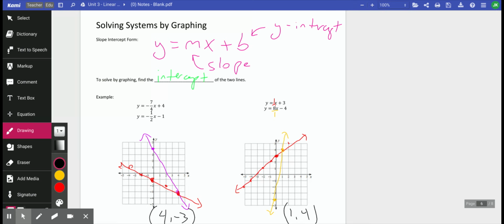Okay. One other thing to note: notice that on the graph on the left, those both have negative slopes and the lines were tilting down. On the right, those graphs both had positive slopes and the lines are tilting up. That is a good little check-in for you to make sure that you are setting things up correctly. Okay. And that's it. That's solving systems of equations by graphing.